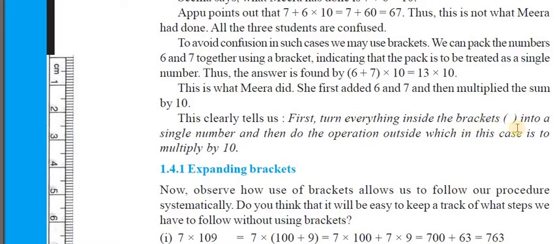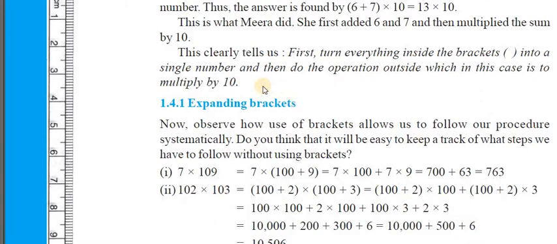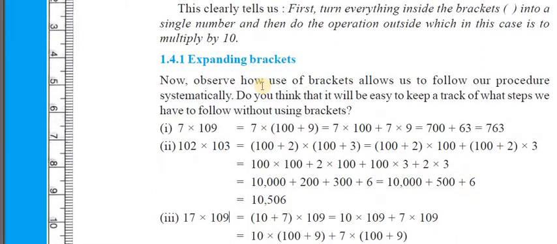First we have to complete each and everything inside the brackets into a single number, and then we will do the operation which is outside. So the same thing, that's what they are saying. Systematically is nothing but that. And do you think that it will be easy to keep track of what steps we have to follow without using brackets? If brackets are not there, what steps do we have to follow?